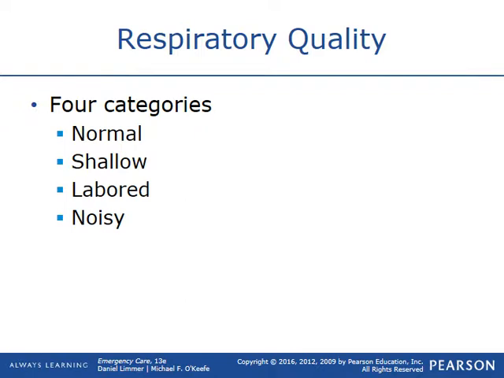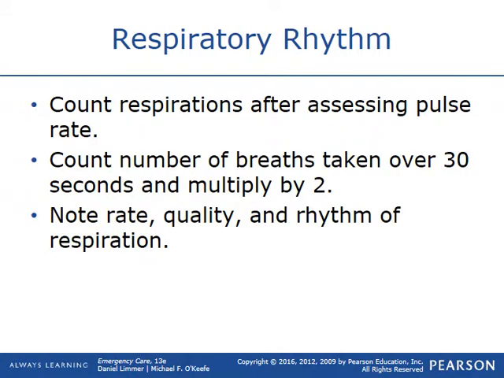Respiratory quality, we're looking at 4 different categories here. Is it normal? Is it shallow? Is it labored? Or is it noisy? You want to count respirations after assessing the pulse rate. You can count the number of breaths taken over 30 seconds and multiply by 2. Note the rate, the quality, and rhythm of the respirations.